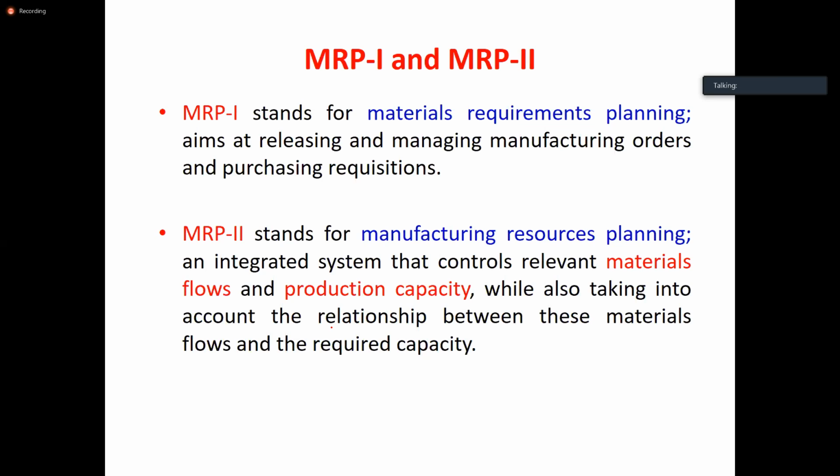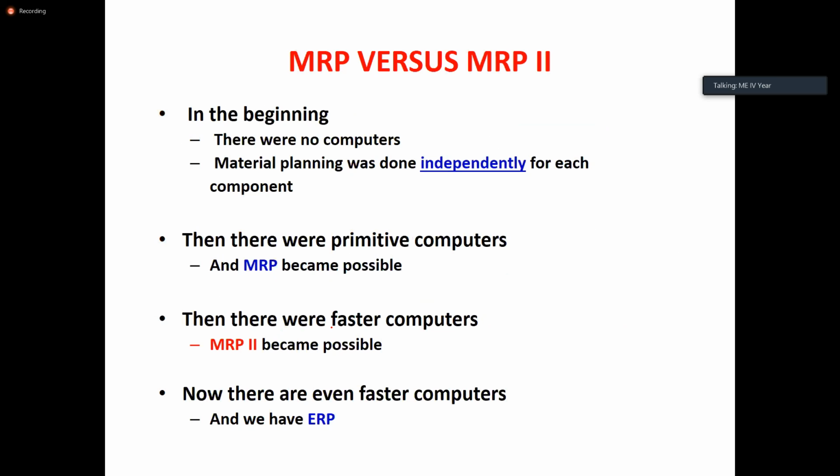MRP2 stands for Manufacturing Resource Planning, an integrated system that controls relevant material flows and production capacities, and all the remaining plans related to manufacturing. It will be done in MRP2 in relation with material flows and required capacities. Okay, so MRP versus MRP2.